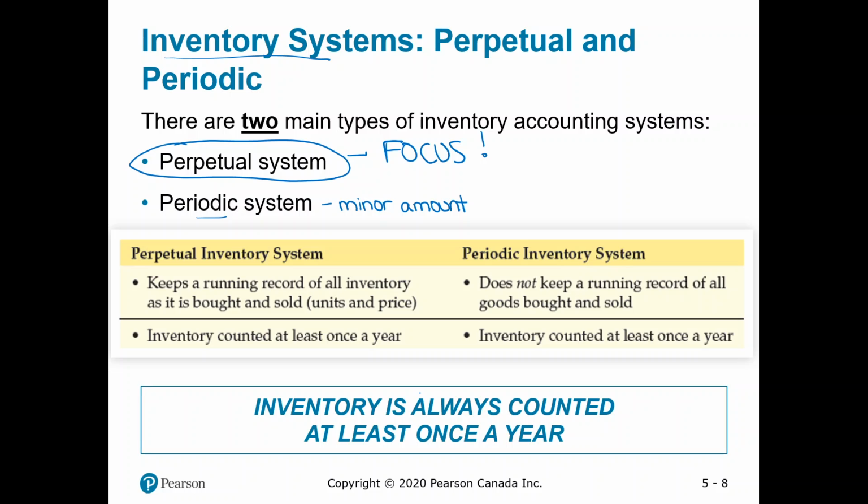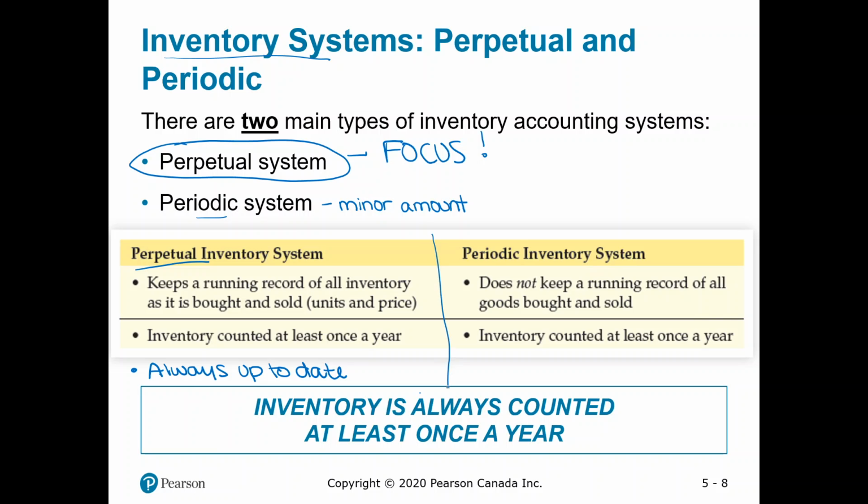Perpetual, as it says below here, keeps a running record of all inventory as it's bought and sold. This means that it's always up to date. Every time that we buy some sort of inventory or we sell an item, you update the inventory account. So we're continually tracking that. We have this running record. Every time something happens, we update the account.